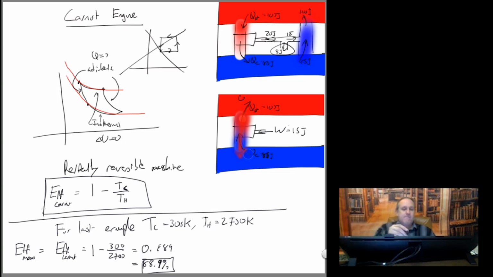Okay, are there any questions? Yeah, what does it say right above efficiency of Carnot, like the reversible engine? What's the first word in that? Perfectly reversible machine. Thank you. Sure, I'll rewrite that.